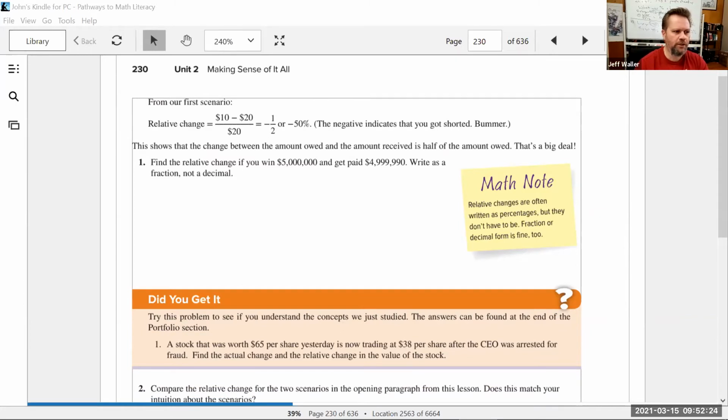So what we use instead of percent is we call it relative, but we know it means percent. Relative changes are written often as percentages. Okay, so in the book, you're going to see the phrase relative change. We know that means percent change. So can you guys do number one? The numbers are just a little bit more disgusting, but not too bad. Right as a fraction? Why would you do that? Don't do that. Just give me the percent.